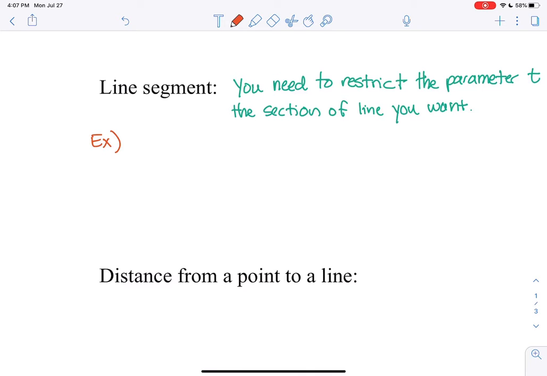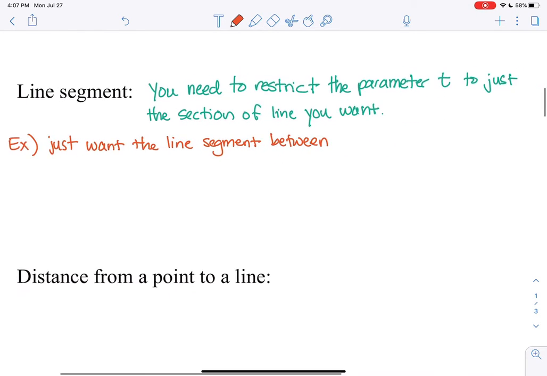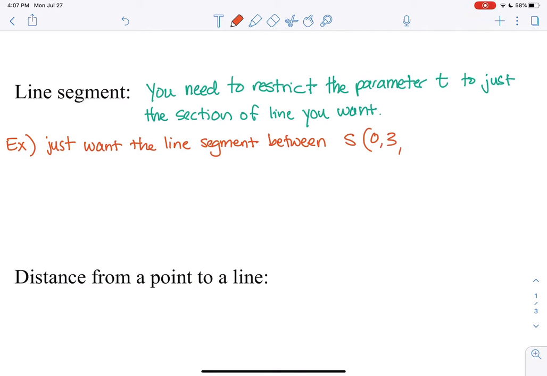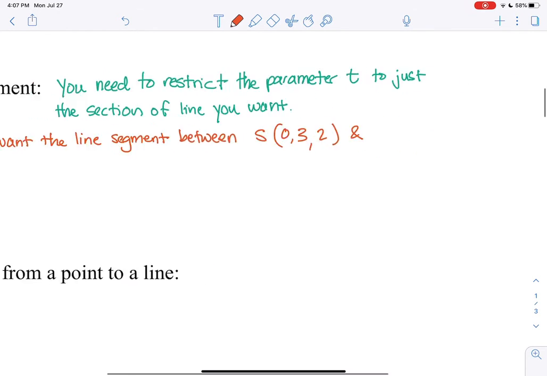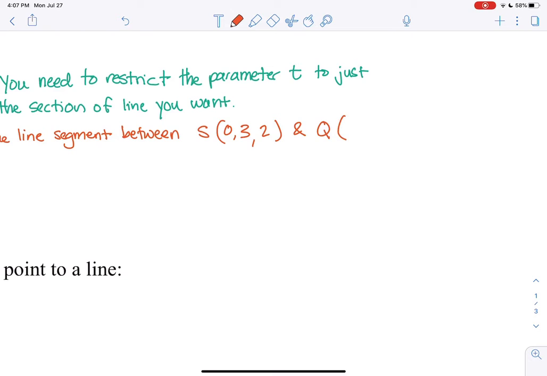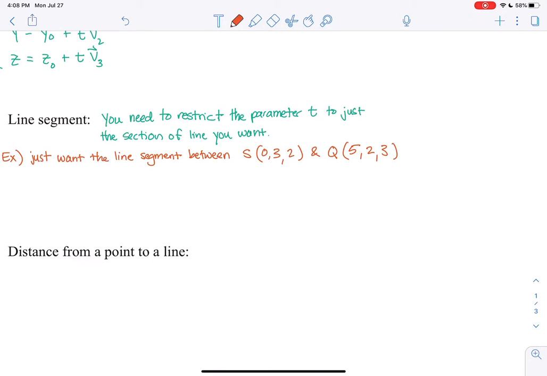Just want the line segment between, let's just give 2 points. Between the point S, which will be 0, 3, 2, and Q, which I'll do 5, 2, 3. I'm just making these points up. So those gave you 2 points, and you just want the segment of line between them.